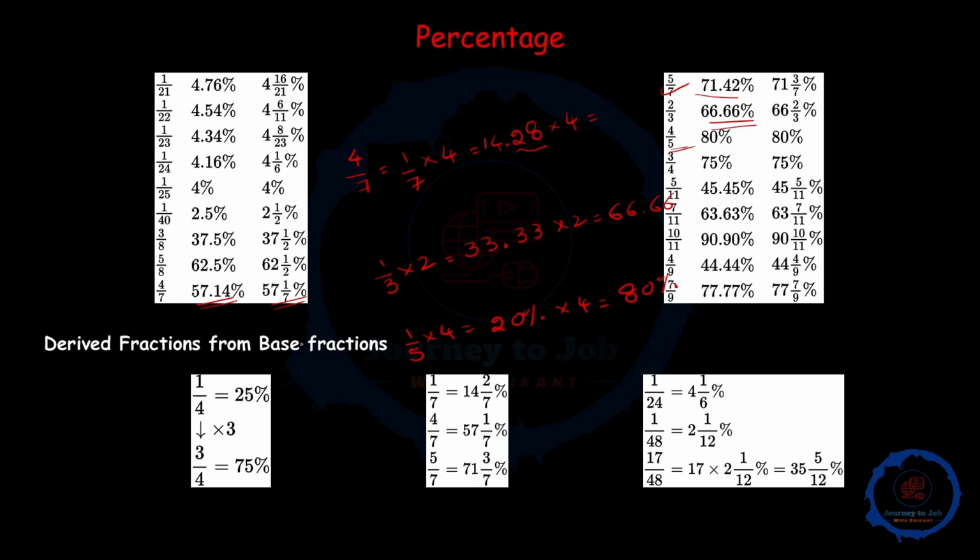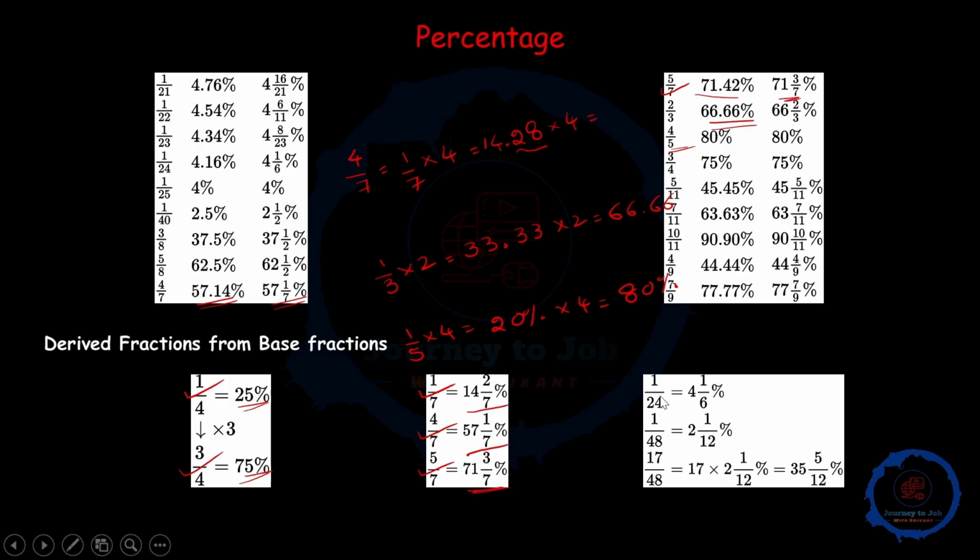Next. Okay, as I already explained, 1 by 4 is 25%, so 3 by 4 is 75%, multiplied with 3. 1 by 7 is 14, 2 by 7 percentage, 4 by 7 is 57 1 by 7 percentage, and 5 by 7 is 71 3 by 7 percentage.